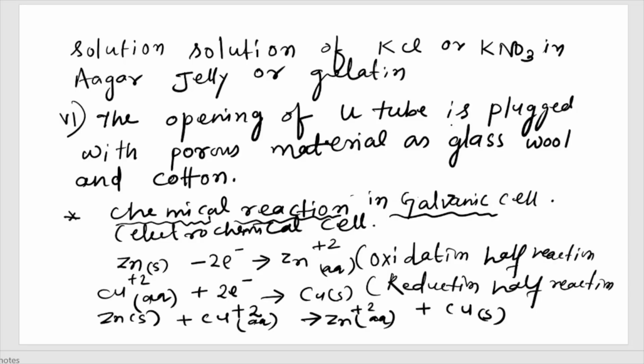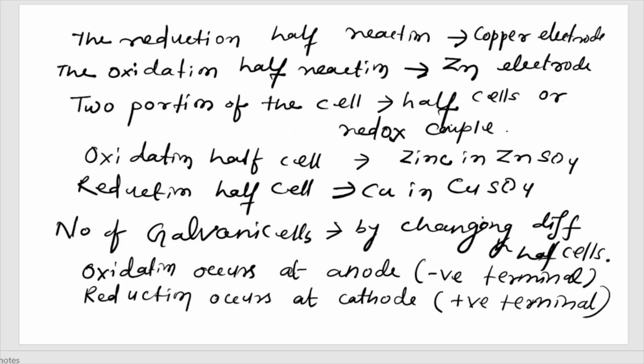So what is the total reaction? Zn(s) plus Cu2+(aq) gives Zn2+(aq) plus Cu(s). That means Cu2+ in solution changes to Cu, and solid Zn changes to Zn2+ aqueous. Are you clear? This is the chemical reaction, the two half cell reactions. One is the oxidation half cell, the other is the reduction half cell. The reduction half reaction relates to the copper electrode. The oxidation half reaction relates to the zinc electrode.